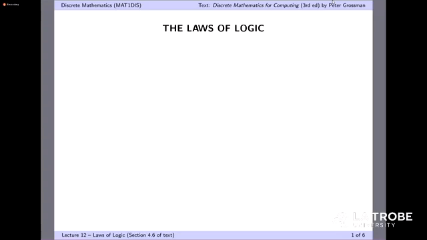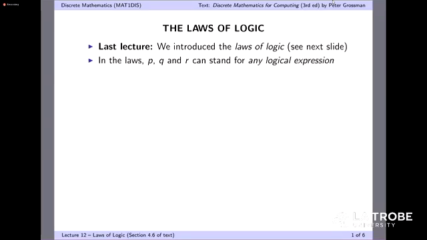All right, let's start today's lecture. The laws of logic. In the last lecture, we introduced the laws of logic. In the laws, P, Q, and R can stand for any logical expression. Normally, we name them atomic propositions. P is a standalone proposition or statement. It's Friday, for example. That may be P. It is Wednesday, or let's say Anne is happy. That's P. Q may well be something different, and R may well be something different.